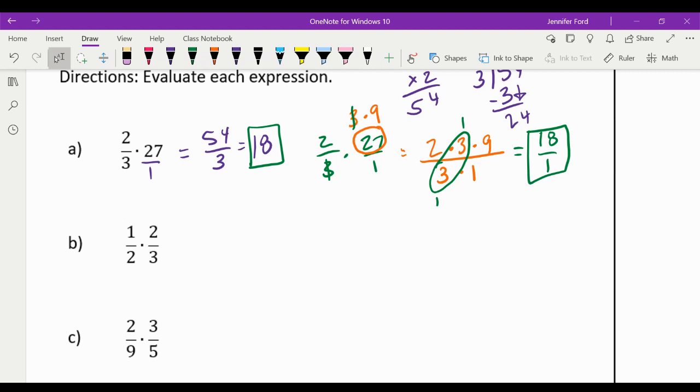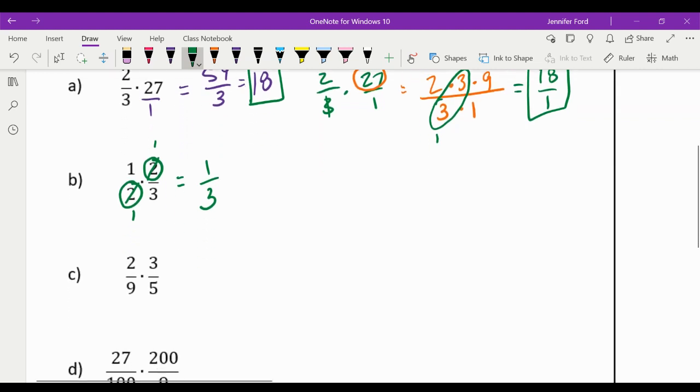Okay, B. B is another one where I could do the same thing. You see a 2 in the denominator, a 2 in the numerator. 2 divided by 2 equals 1, so this is going to be 1/3. That also makes sense. Half of 2/3 is 1/3. So there you go. You could use inspection for that one.